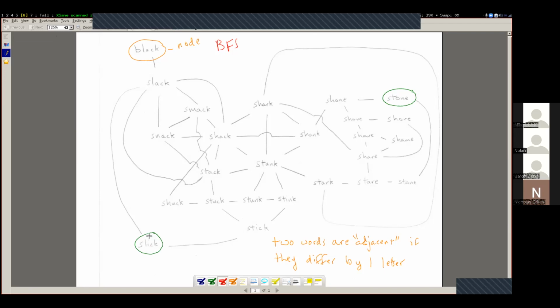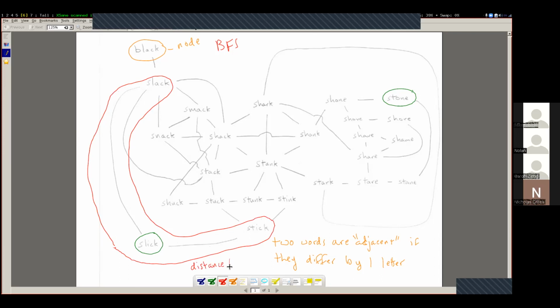This slick word, again, is our start word. And the very first thing that we're going to do in a breadth first search is compute all of the neighbors of our start word. So in this case, there's only two neighbors here, this word slack and this word stick. And so I'm going to draw a new circle around slack and stick, like that. Now this red circle here contains all the words that are distance 1 away from our start word. Everything in red is distance 1 away from our green here, and our green here is distance 0 away from itself.